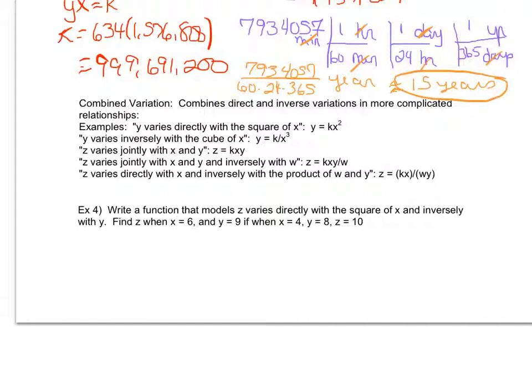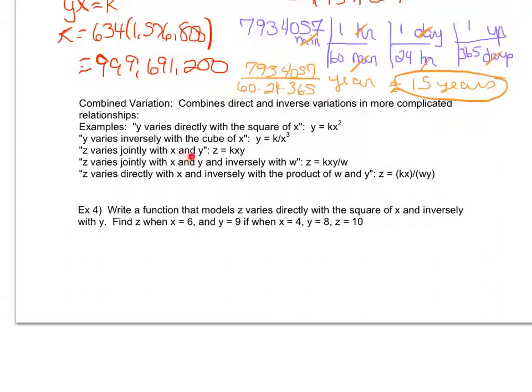And then last thing we want to do is look at combined variation, and that's going to be when we have both direct and inverse variations going on. We have some more complicated relationships. So I put some different examples here. For example, if y varies directly with the square of x, here it is varying directly with the square of x. Y varies inversely with the cube of x, so the constant over x cubed.